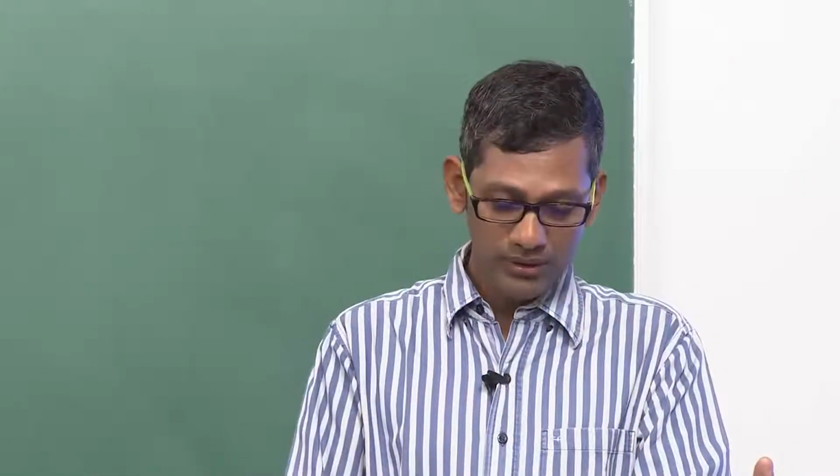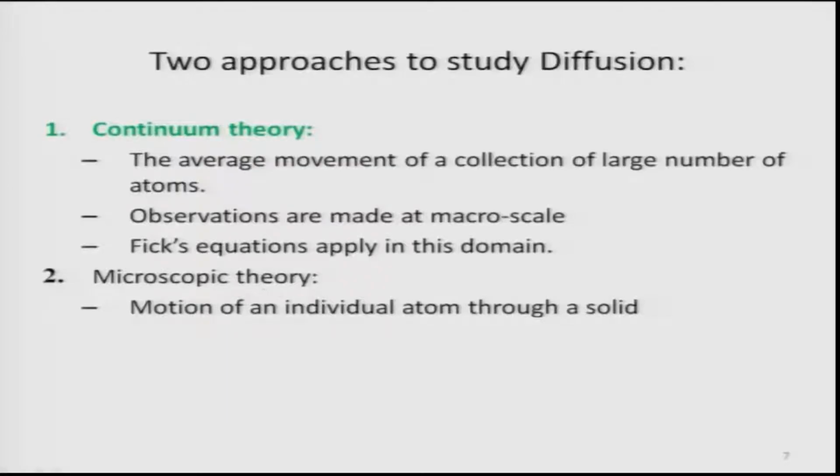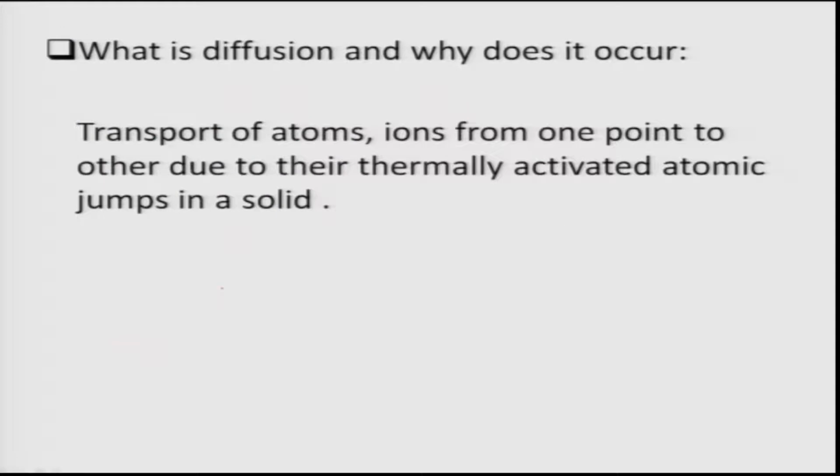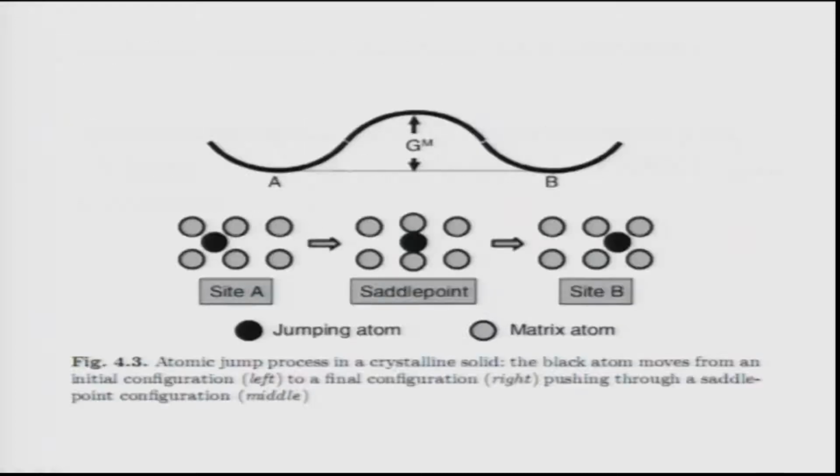So we also need to know the microscopic theory of the motions of the atoms, if we really want to know what is actually happening. First we will discuss the continuum theory. Diffusion, as I discussed earlier, is the transport of atoms because of thermally activated jumps, and the reason is basically thermodynamics. This will tell you what actually happens.